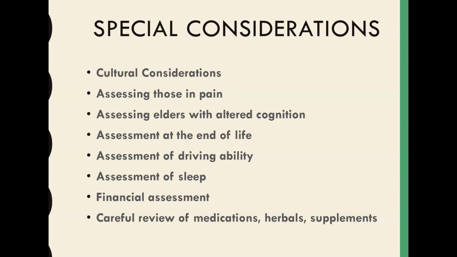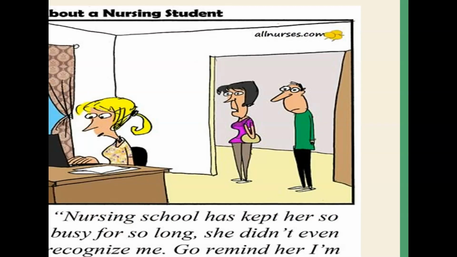So you want to make sure you assess that person's sleep and their finances, and always review their medications, because older people have a tendency toward polypharmacy, basically where they're taking a lot of little different medicines. And I always believe that less is more. And basically, that's it.